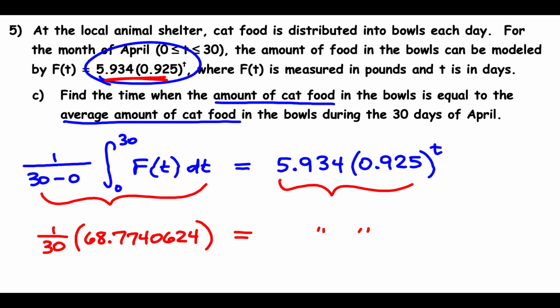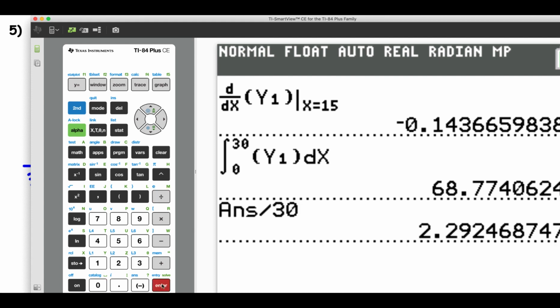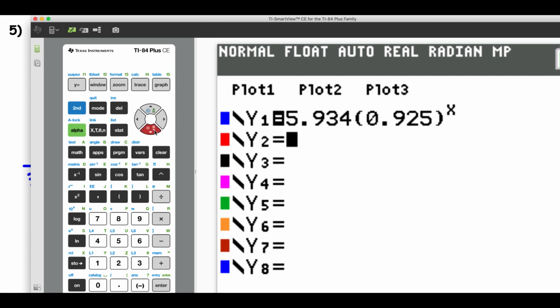Okay, we'll divide that by 30, of course, because we get the 1/30th out front. That should come right around 2 point something, maybe 2.2, 2.3. Let's try it out. Okay, divided by 30. All right, 2.292, that looks great. Let me type that in as equation number 2. And we'll just see where those 2 guys cross each other.